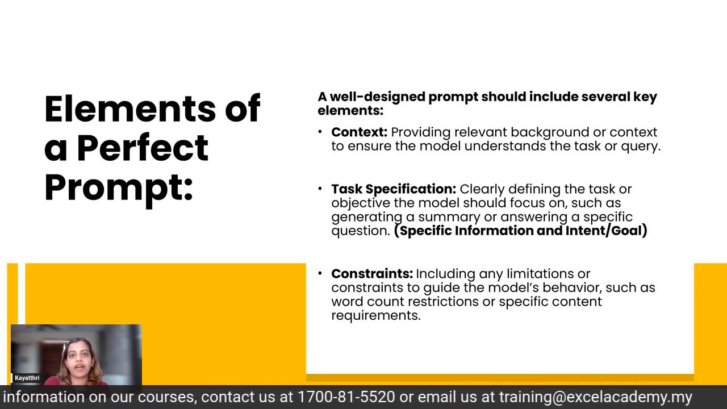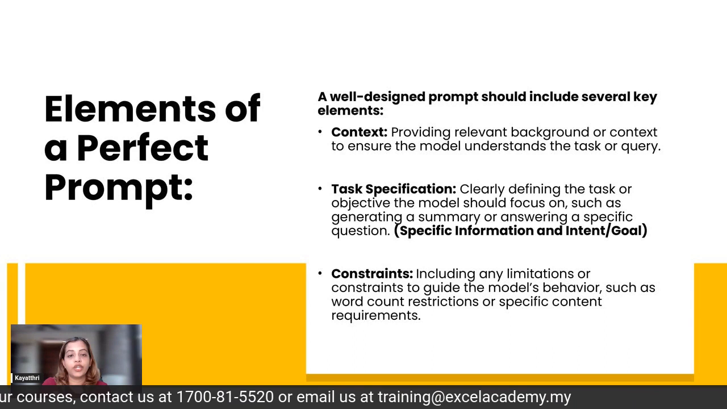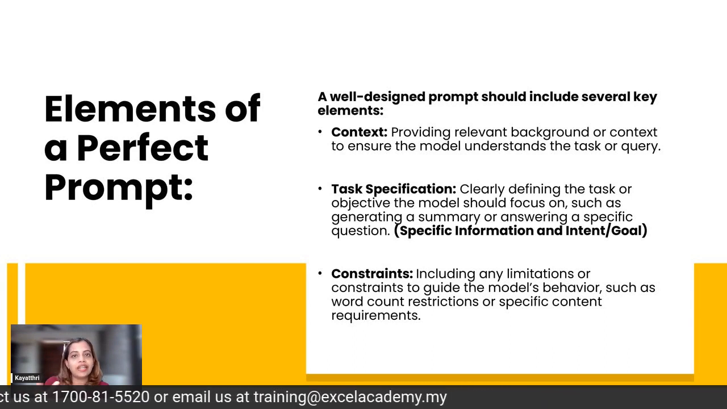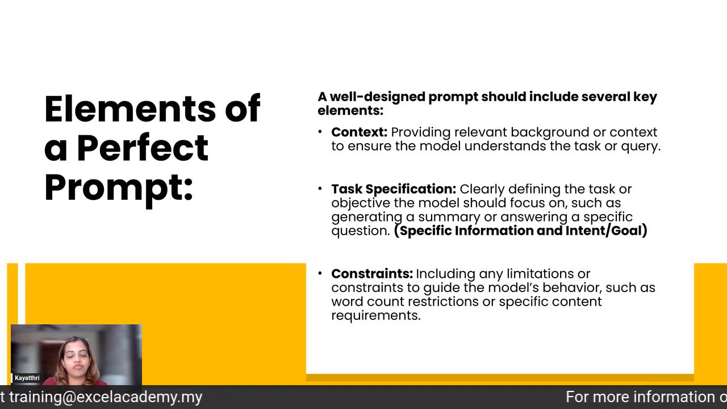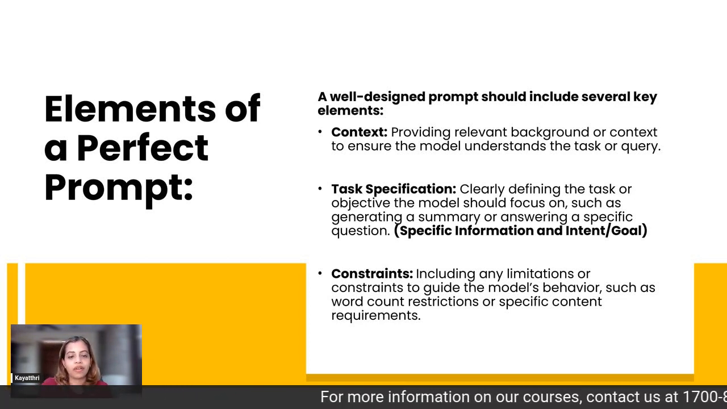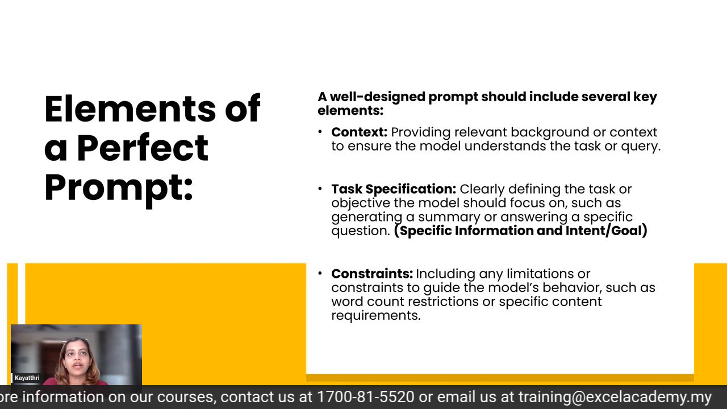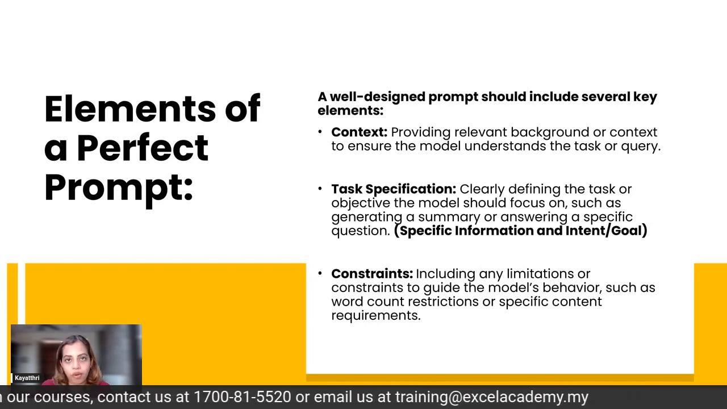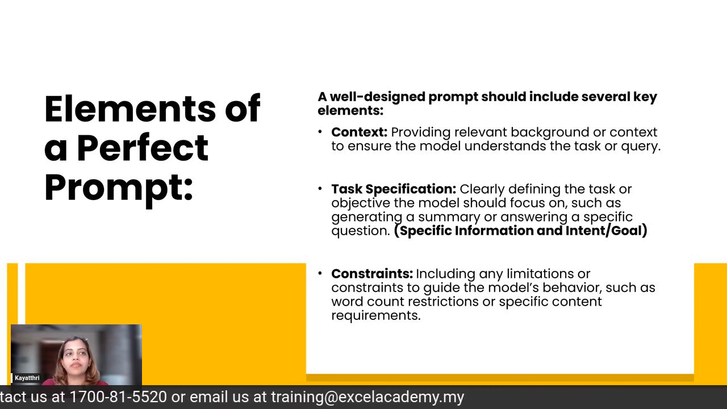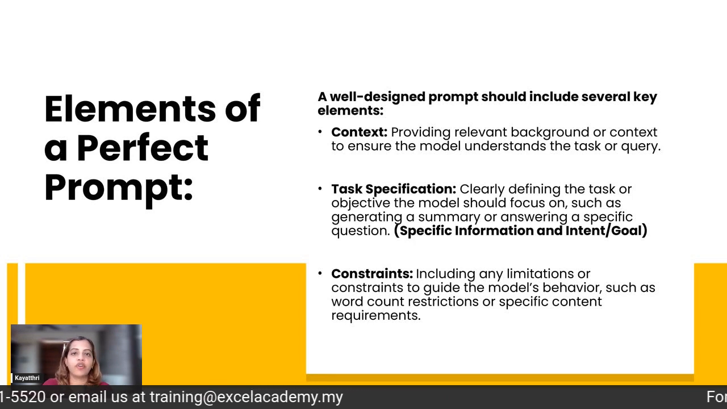You specify what do you want ChatGPT to do. All right, so you clearly define the task, or the objective, what the model should focus on. This is where the specific information on your goal comes in. Okay, and finally the constraint. For example, if you want ChatGPT to write in bullet format, or keep the response in 500 words.